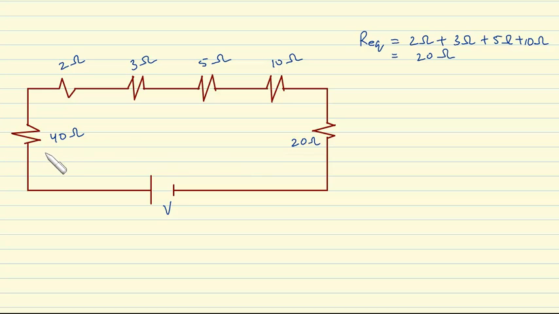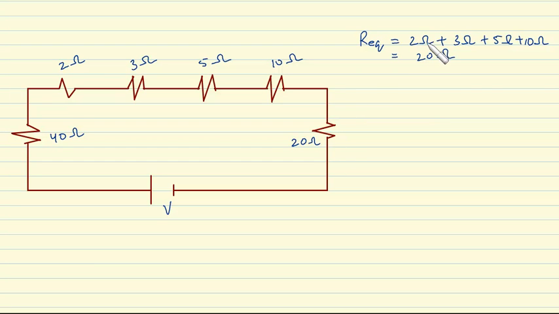Now, are all these resistors still connected in series? Yes, they are. And how am I saying that? Because the same current is still flowing through all the resistors. Even if two more resistors were added, the same current I is flowing through this resistor, this one, this one, this one, and this one also.